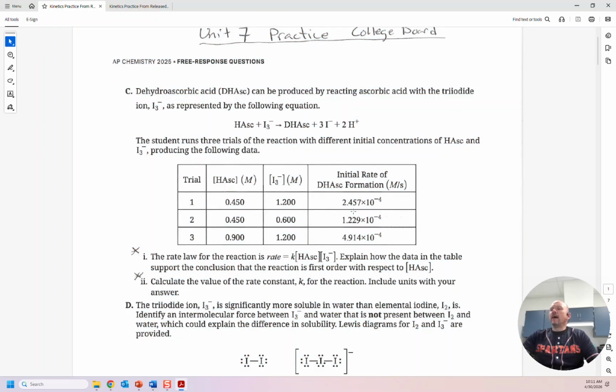The other thing to notice is what rate you're given, right? You might be given the rate of the overall reaction, or you might be given the rate of appearance or the rate of disappearance for a reactant or a product, right?